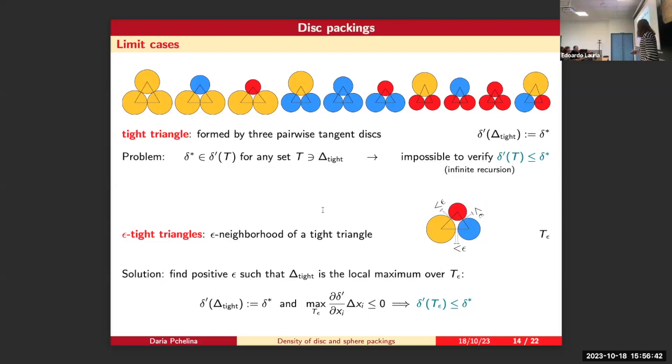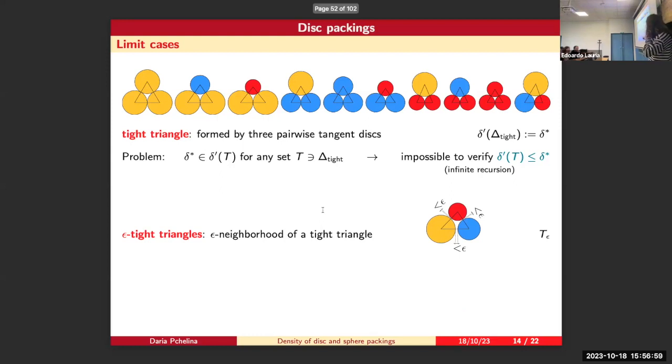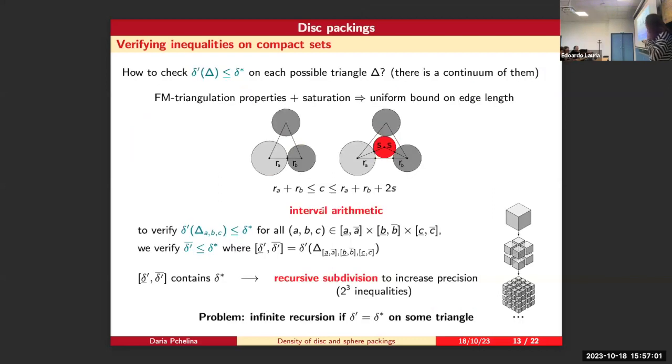Sorry, I'm not sure I'm correct. If that equation is satisfied, then the algorithm does not converge basically, because you cannot verify. In the previous slide, I mean. Yes, if delta prime is equal to delta star on some triangle, then it will go forever, and that corresponds to having some optimal solution.